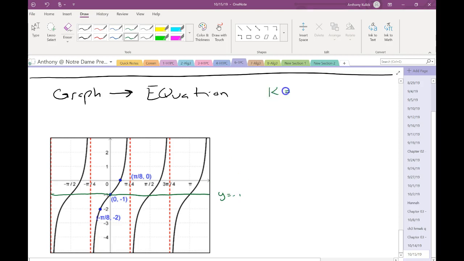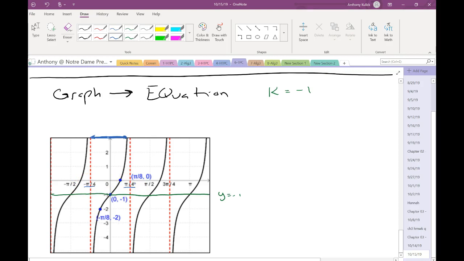So right away I know that k is -1. Okay. How am I going to count for a period? What distance between what two things should I be counting? If you ask me, it's easiest to go from asymptote to asymptote. So this first asymptote is at -pi/4, and then it goes to +pi/4.